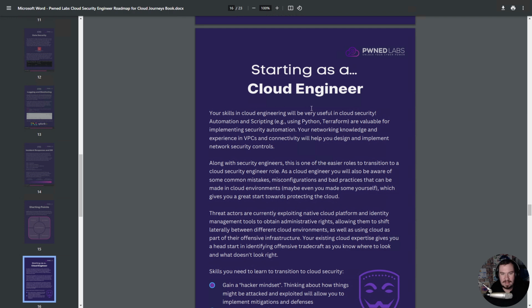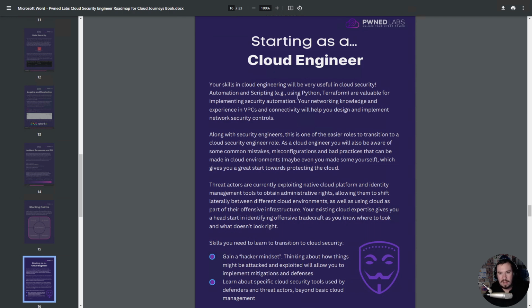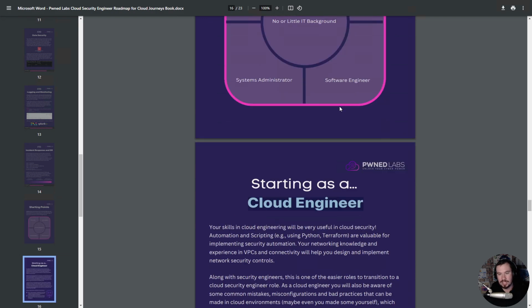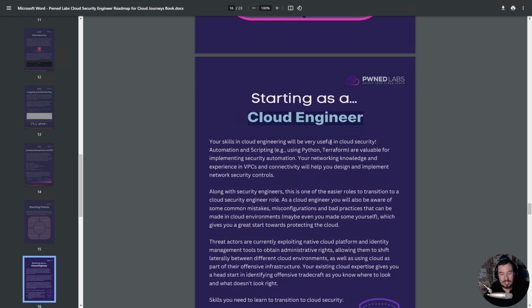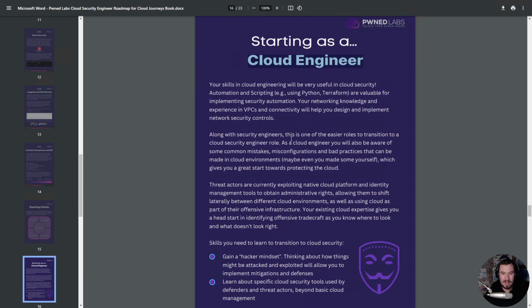So starting as a cloud engineer, your skills in cloud engineering will be very useful in cloud security. Automation and scripting are valuable for implementing security automation. Networking knowledge, this is going to be the easiest way, I think, to break into a security engineer role. If you're a cloud engineer and you want to break into security, it's really just putting on the security hat and looking at how a threat actor would do this. And once again, pwnedlabs.io is one of the best places.